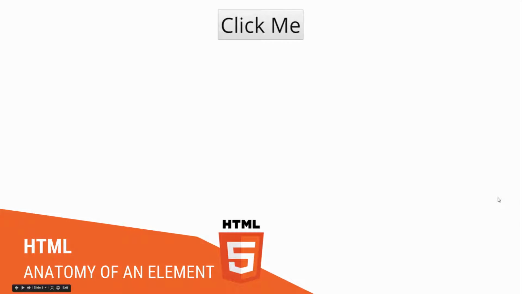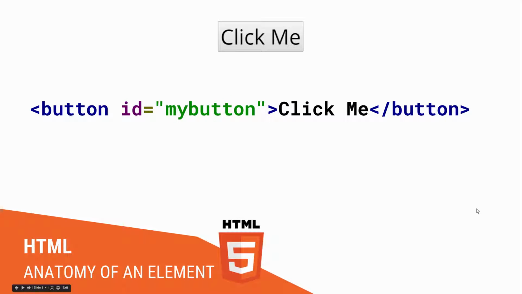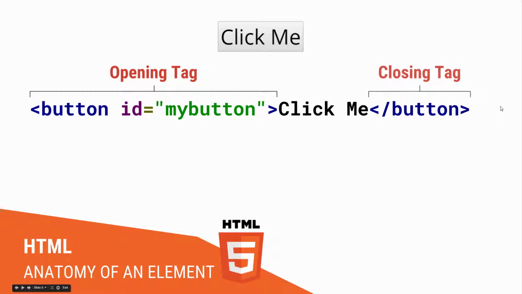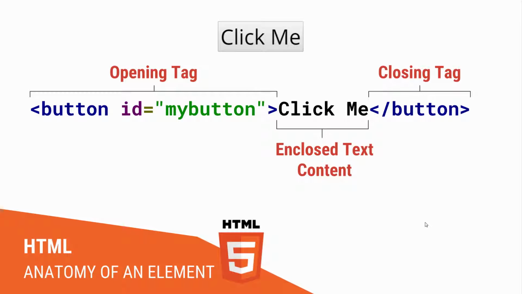So let's take a look at the anatomy of an element. Let's say I'm building a web page and I want to put a button on it. And let's say that button should have a label that says click me. This right here is the HTML that you would use. This is what we call a button element. Right here, this is the opening tag. On the end, there's a closing tag. In the middle, we define the text that we want the user to see on our button.